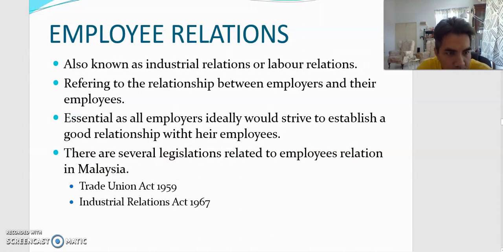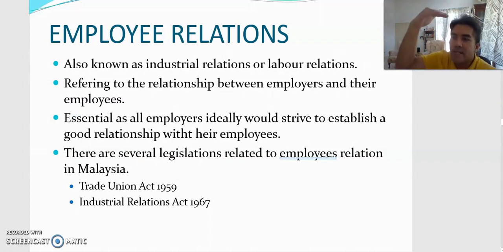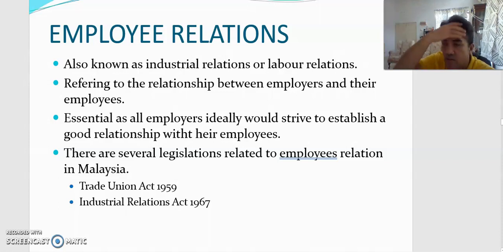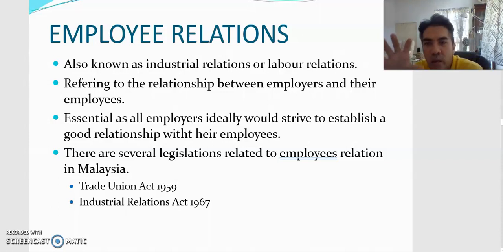Okay, the next part, we talk about maintaining. And so we have finished in terms of acquiring of applicants, or acquiring of human resource management. So the next part, we are going to discuss the components relating to the maintaining of employees. So the first part, we talk about employee relations.